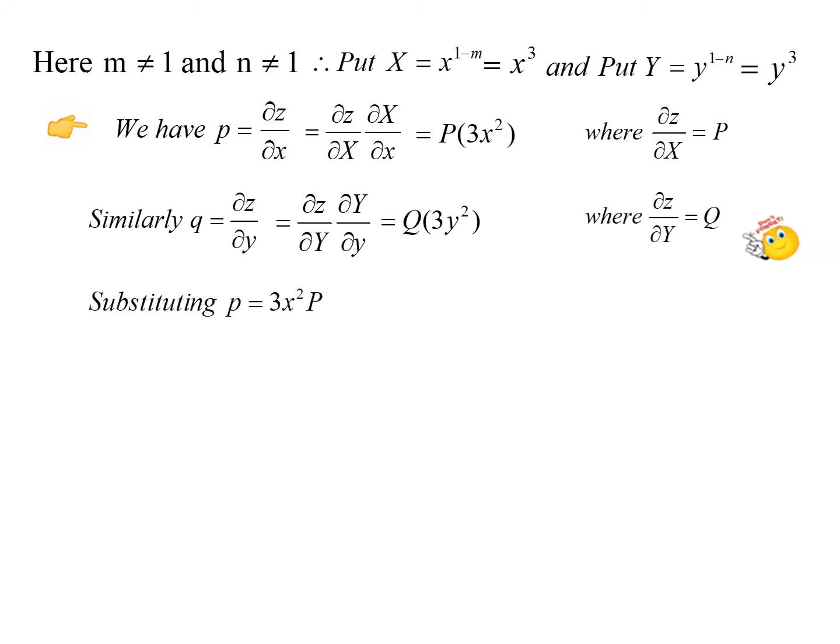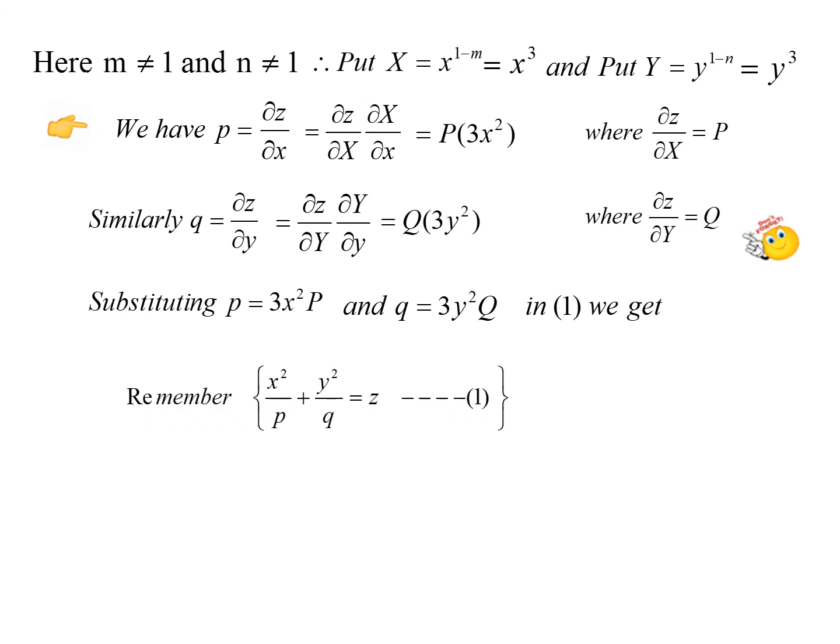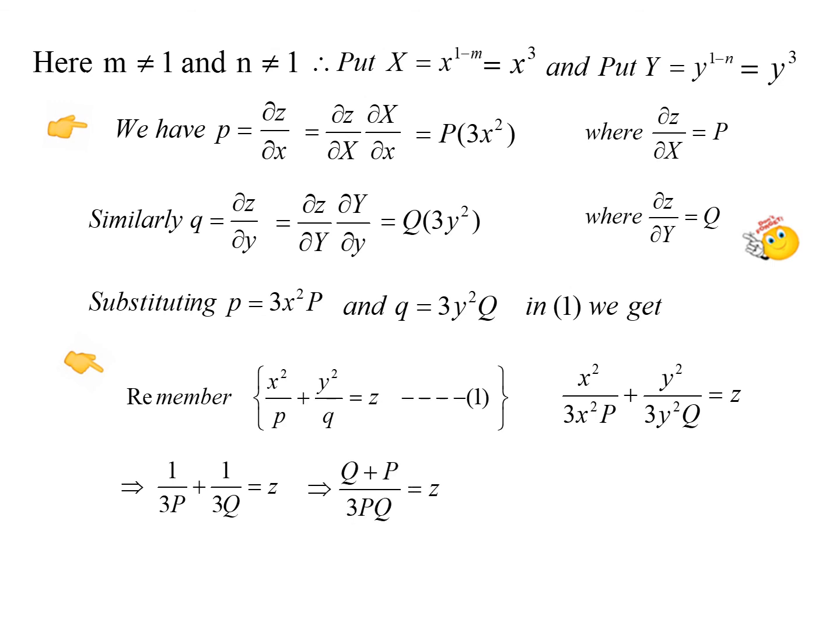Now let us substitute these values of P and Q in the given partial differential equation 1. This was the PDE which we had. Now substitute these values of small p and small q here. So what we get? Small x squared by, in the place of small p we have to write now 3x squared capital P. Similarly in the place of small q we are writing 3y squared capital Q. Now when we cancel these x squared and y squared terms, we have like this. Just take LCM, and finally we will have a partial differential equation in this format.